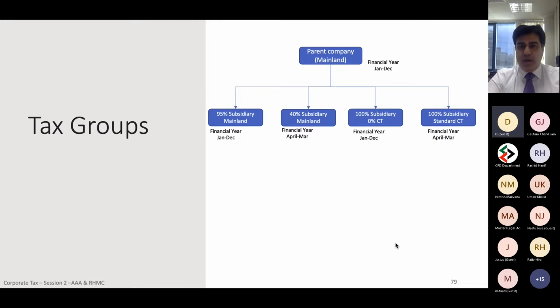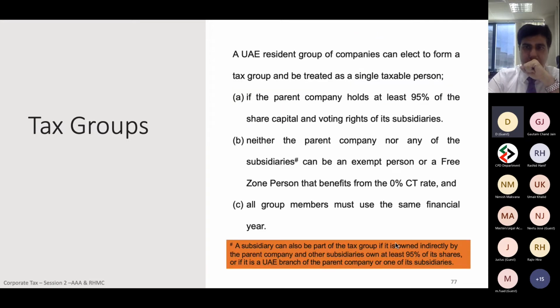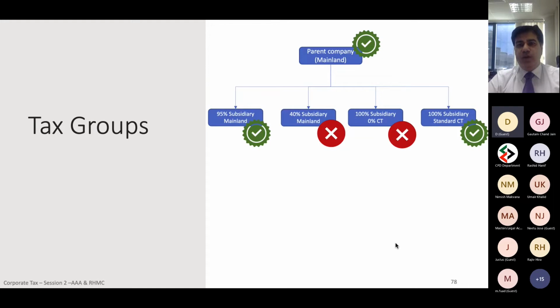Looking at a quick scenario here, you have a parent company which is in the mainland, and it has a subsidiary which is 95%, in the mainland. You have a 40% subsidiary which is in the mainland. You have a 100% subsidiary with 0% corporate tax, and you have a 100% subsidiary with standard corporate tax. When I say subsidiary, I'm talking about either in the mainland or in the free zone. So all the ticks can be brought up and made into the same tax group.